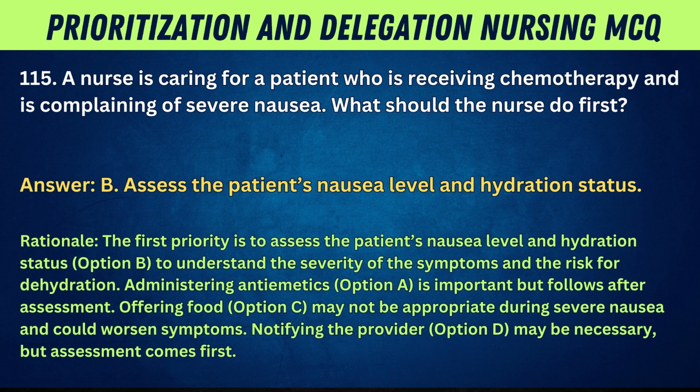Rationale. The first priority is to assess the patient's nausea level and hydration status, option B, to understand the severity of the symptoms and the risk for dehydration. Administering antiemetics, option A, is important but follows after assessment. Offering food, option C, may not be appropriate during severe nausea and could worsen symptoms. Notifying the provider, option D, may be necessary but assessment comes first.